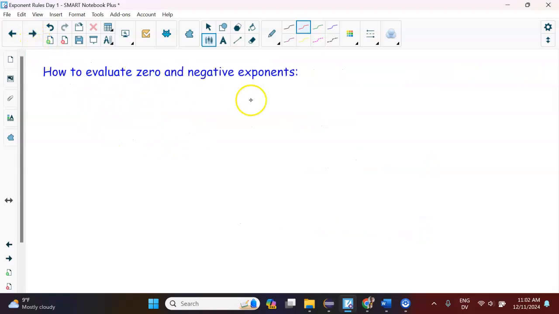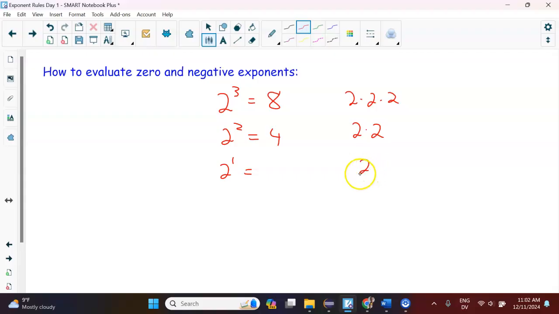So next we're going to do 0 and negative exponents. What happens here is there's a pattern. So I'm just going to take 2 cubed is 8, 2 times 2 times 2. Okay, and then 2 squared is 4, 2 times 2. 2 to the first is just a single 2, and that's just 2. Okay, so to figure out 2 to the 0, we're just going to continue this pattern.